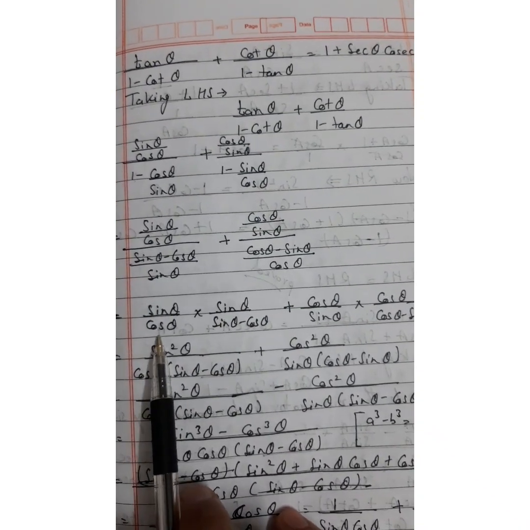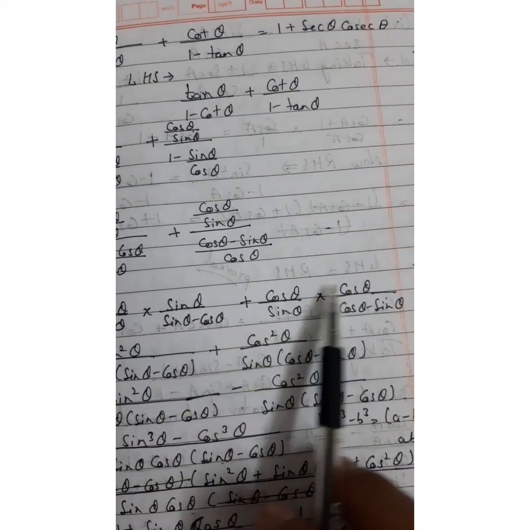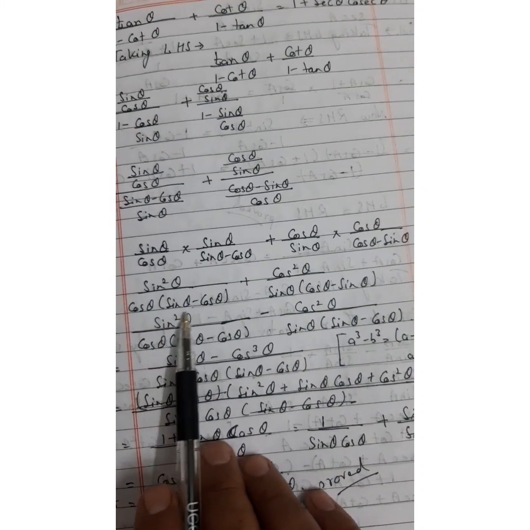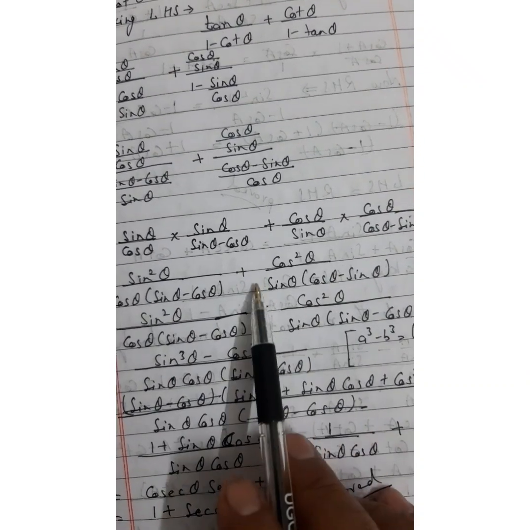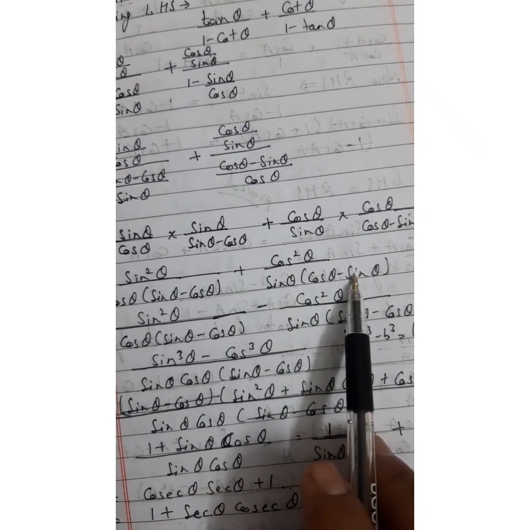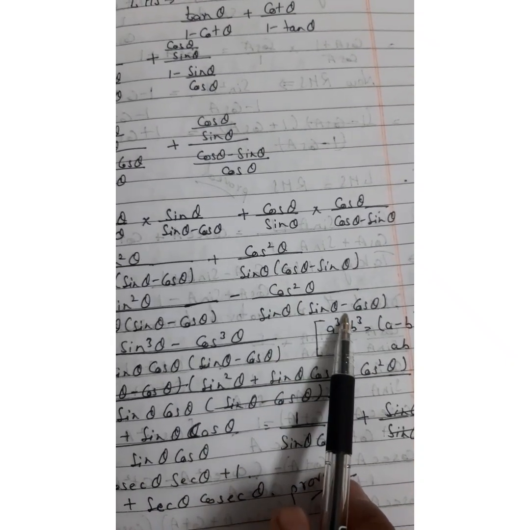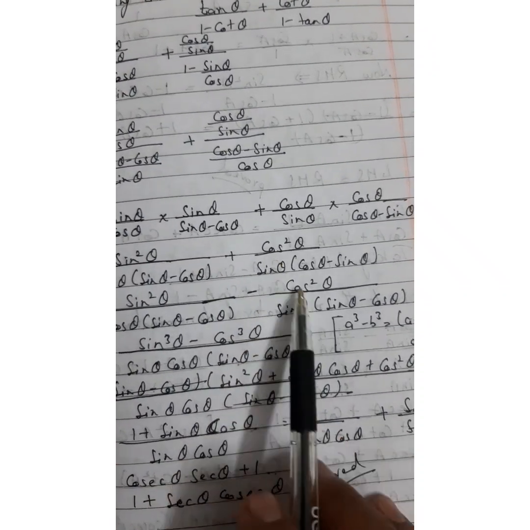right? Now multiply: sin theta into sin square theta over cos theta bracket sin theta minus cos theta, plus cos theta into cos square theta over sin theta into cos theta minus sin theta, right? Now we write this as it is, and for making the bracket similar we take minus as common, and when we take minus common we have to invert the signs. This is minus, so it will become plus. This one is plus, so it will become minus. You can see here, because we have taken minus common, in place of plus we write minus. It will remain the same.